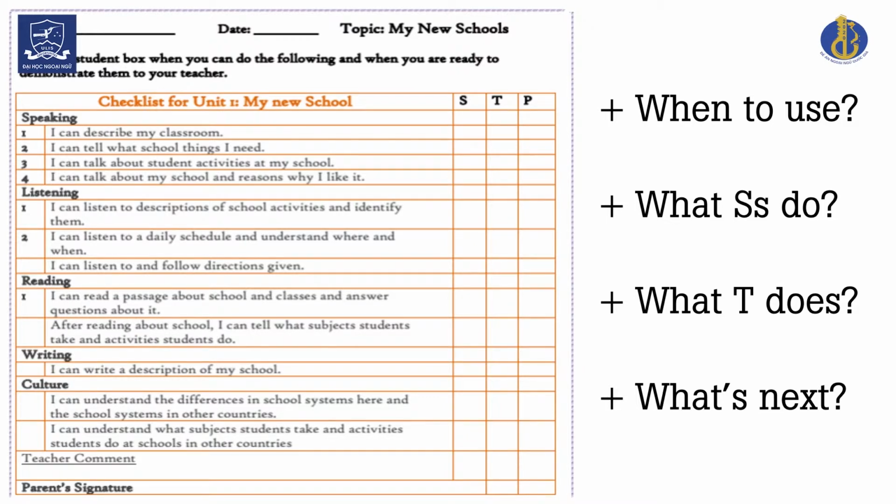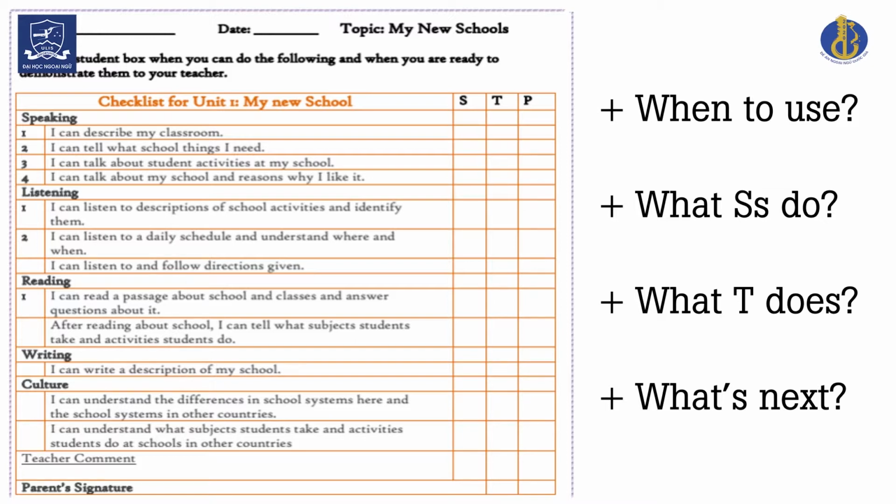This checklist describes the expectations of performance for this unit. Well, you can see the expectations of speaking, listening, reading, writing, and cultural abilities. S stands for student, T for teacher, and P for parent. This can be used at the end of the unit.